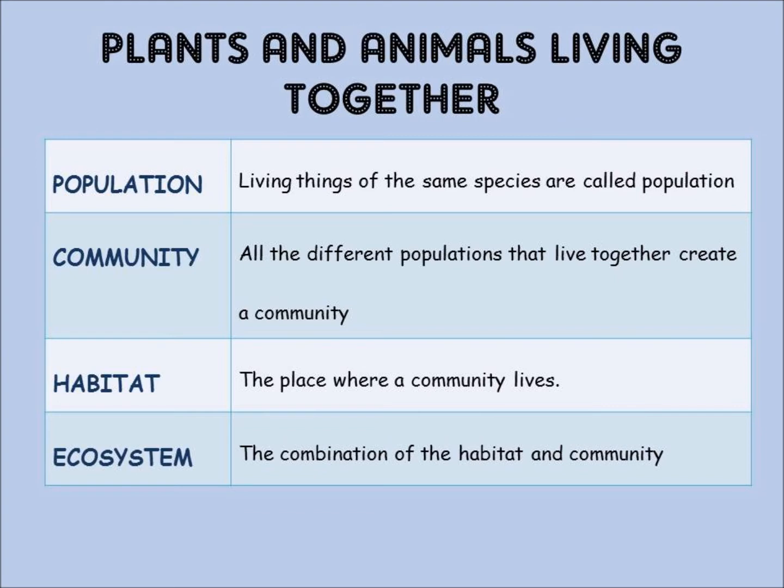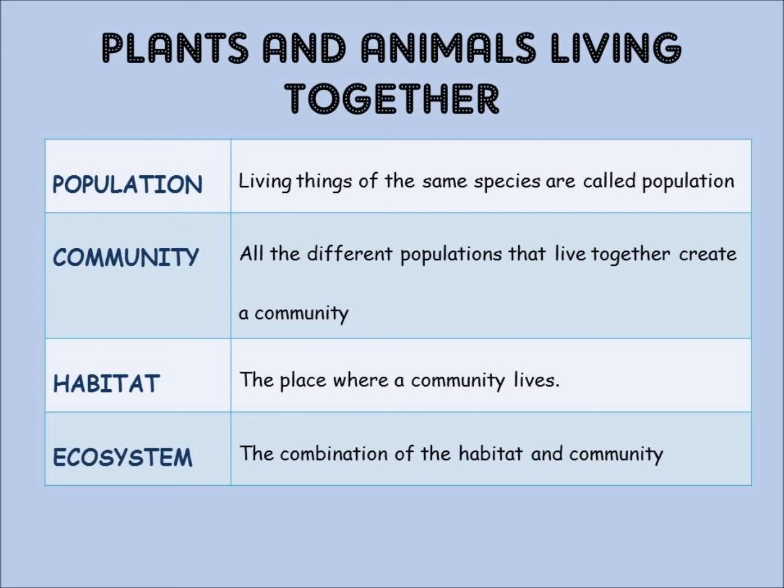We studied the plant kingdom and the animal kingdom, but plants and animals normally live together. Here we have 4 different concepts that we need to learn: population, community, habitat, and ecosystem. Population. Living things of the same species are called population. Plants or animals. For example, we can find a population of lilies and a population of wolves.